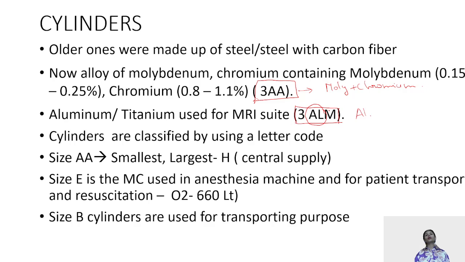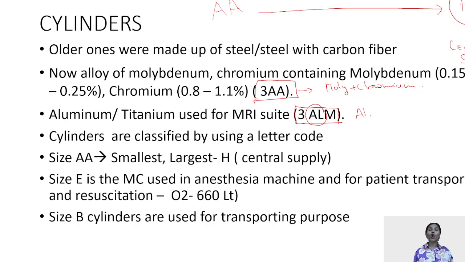Now, when we talk about cylinders, we have various sizes of cylinders, and all the cylinder sizes are alphabetically arranged, with the smallest being AA and the highest being H. H are the type of cylinders which are present in your central supply.